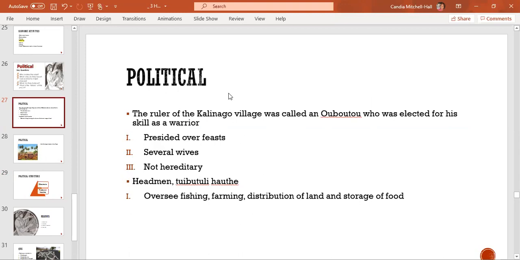One major difference: women weren't selected at all. Women weren't selected at all. That is one. Another one, in terms of the role of the leader, what is the role of the cacique versus the role of the Obuto?